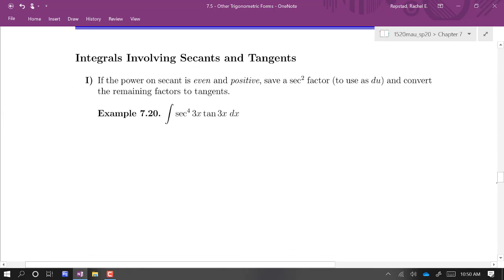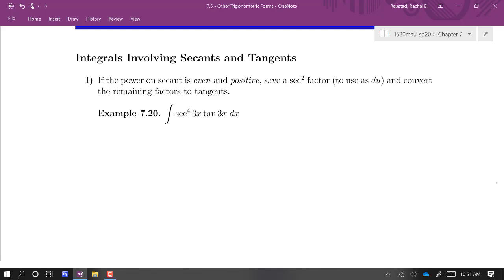Okay, so let's move on to secants and tangents. The strategy really involves just remembering our derivatives, right? Making the right u substitution is all about saying, oh, if this is my u, I could see its derivative show up elsewhere. So remember that the derivative of tangent is secant squared, and that the derivative of secant is secant tan.